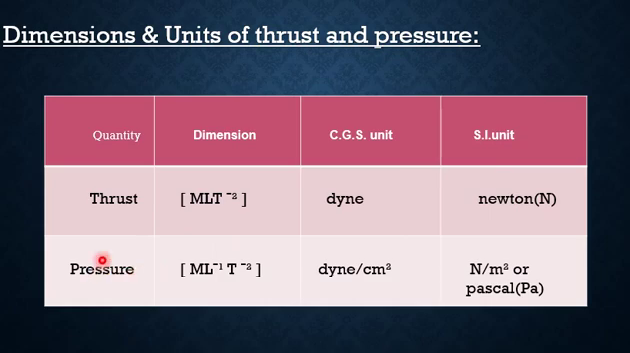Now pressure equals, we know, thrust by area, so this divided by L square, the dimension will come as ML to the power minus 1 T to the power minus 2. CGS unit is dyne per centimeter square, SI unit is Newton per meter square or Pascal.